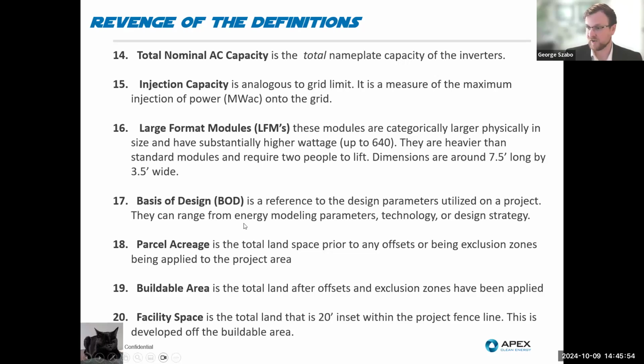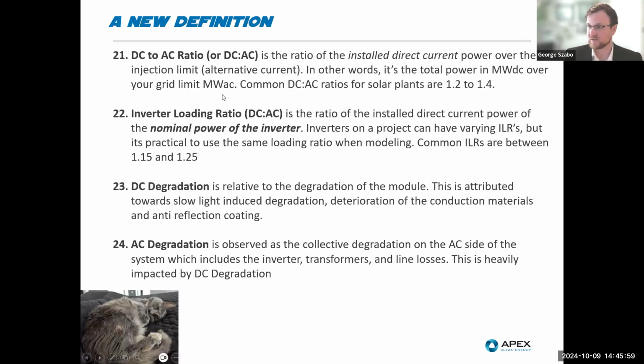Basis of design is your starting reference: parcel acreage, buildable area, facility space. That's kind of internal to Apex.